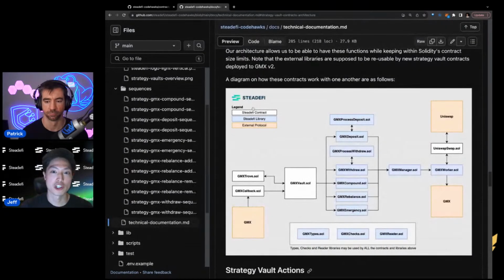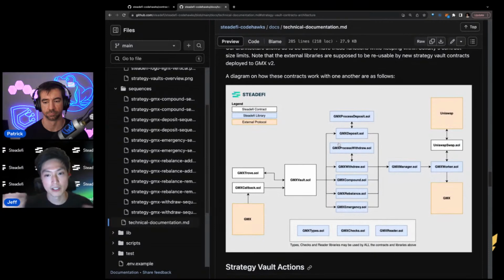But the way that we structure it is that we break it out into numerous contracts because we were struggling to put all the functions into one contract due to the contract size limit of Solidity. So by breaking it out, it makes it a lot more modular. And we also realized that we could deploy them as external libraries, so they're actually reusable by other new contracts that we deploy as well.